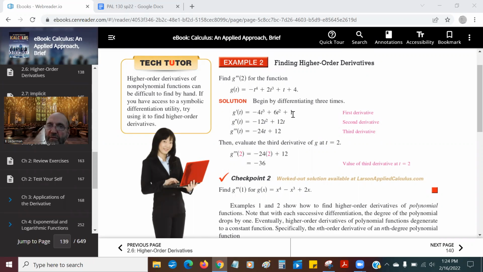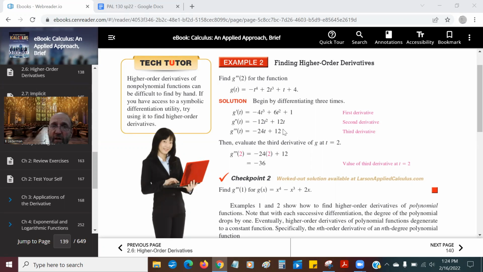Now, if I take the derivative of this new function, 3 times 4 is negative 12. The 3 drops down to 2. 2 times 6 is 12. The 2 drops down to 1. And the derivative of a constant just disappears. And if I take another derivative, the third derivative, so 2 times 12 is 24. Don't forget the negative keeps on coming down. t to the first power, that's plus 12.